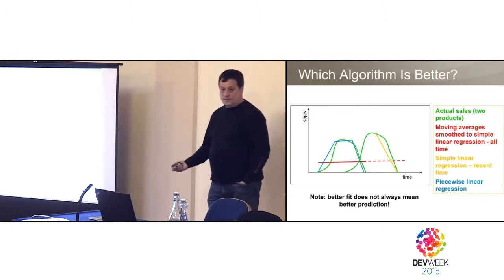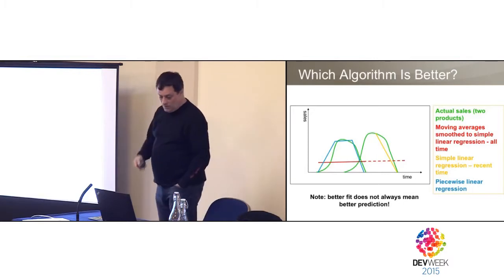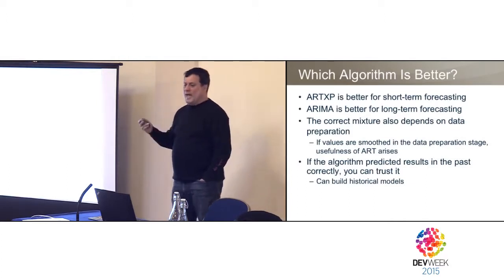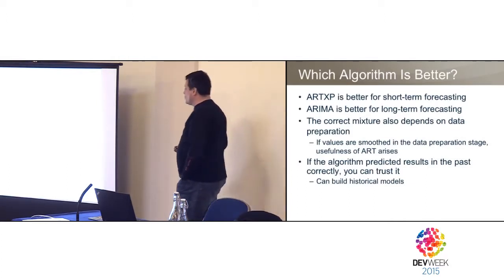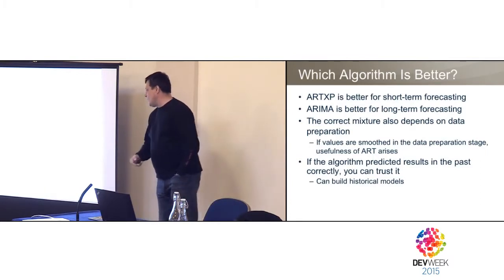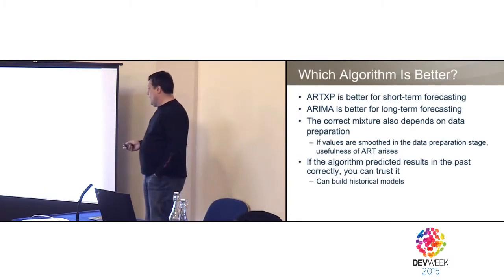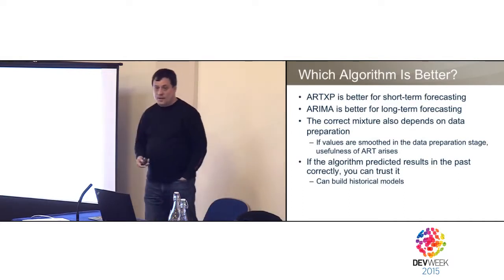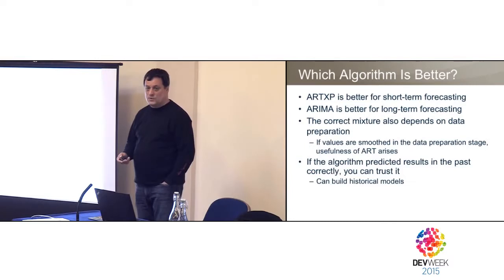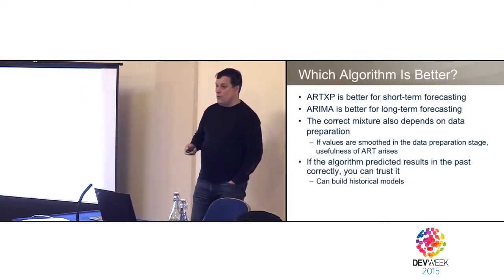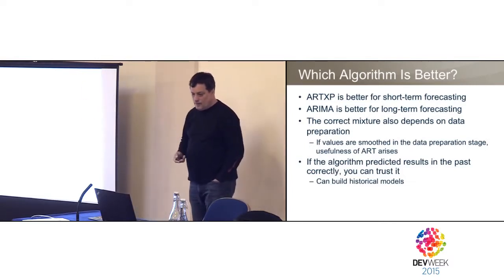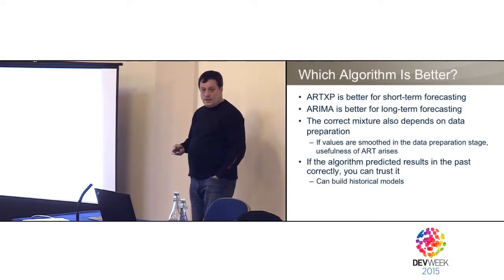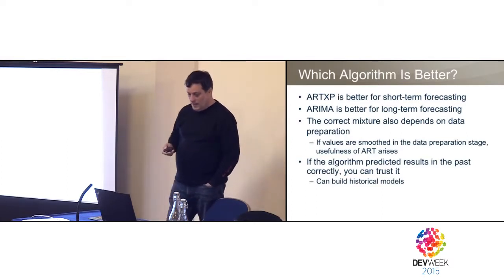ARIMA: on short terms worse results, on long terms maybe better results. So in general, ARTxp is better for short term forecasting, while ARIMA is better for long term forecasting. The correct mixture, remember, depends on data preparation: how much historical data you want to use and how far in the future you want to go with your forecasts. Maybe you can smooth data in advance and then you can use ARTxp more, right?